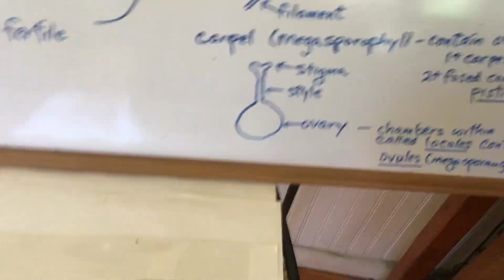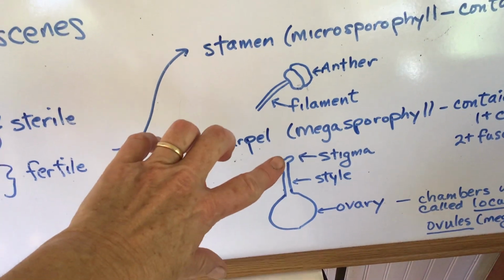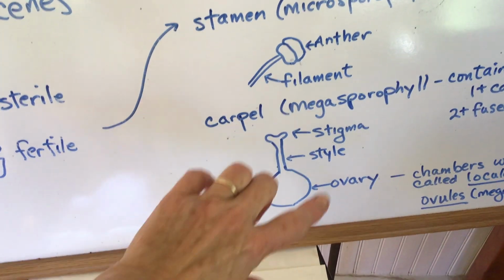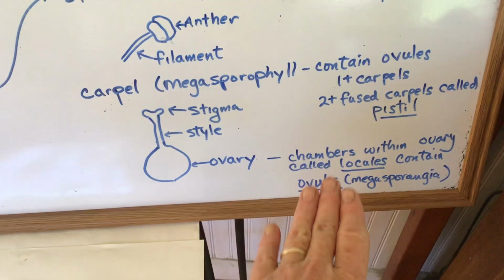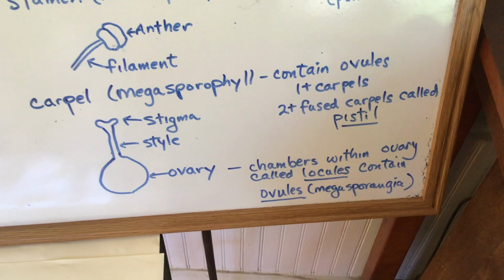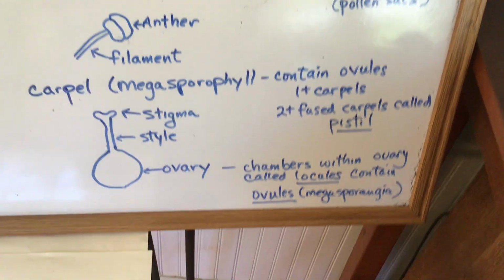But normally, like if I just had a single one, it would look like this. I would have a stigma at the top, style, which is the stalk that's leading down into the ovary. And inside the ovary are going to be the ovules. Now the spaces around the ovules are called the locules. So basically this is just a space. We'll look more at that in just a second.